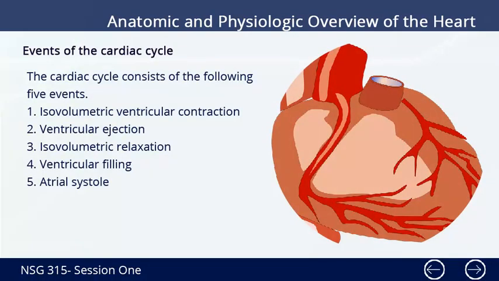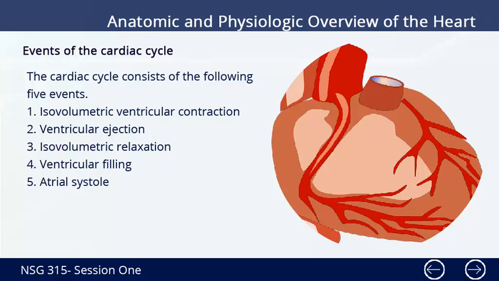Events of the cardiac cycle. The cardiac cycle consists of the following 5 events. Number 1, isovolumetric ventricular contraction. In response to ventricular depolarization, tension in the ventricles increases. The rise in pressure within the ventricles leads to closure of the mitral and tricuspid valves. The pulmonic and aortic valves stay closed during the entire phase.